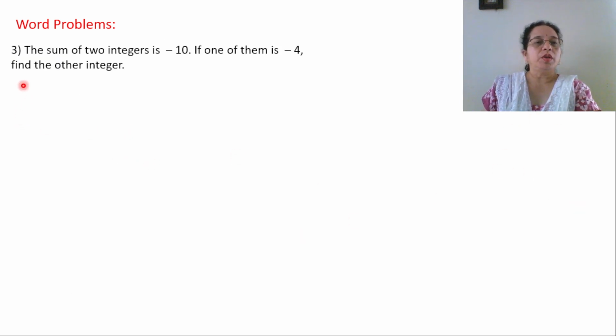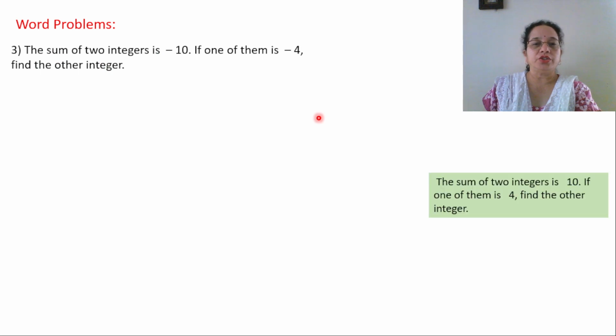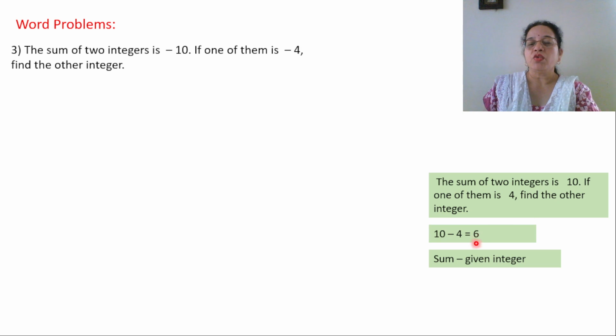Take one more word problem. The sum of two integers is minus 10. If one of them is minus 4, find the other integer. Let us take a small example to understand this word problem. The sum of two integers is 10. If one of them is 4, find the other integer. So how will we solve? 10 minus 4 will give you 6. What does it mean? Sum minus given number. 10 is the sum, and 4 is one integer. So subtract the given integer to get the number.